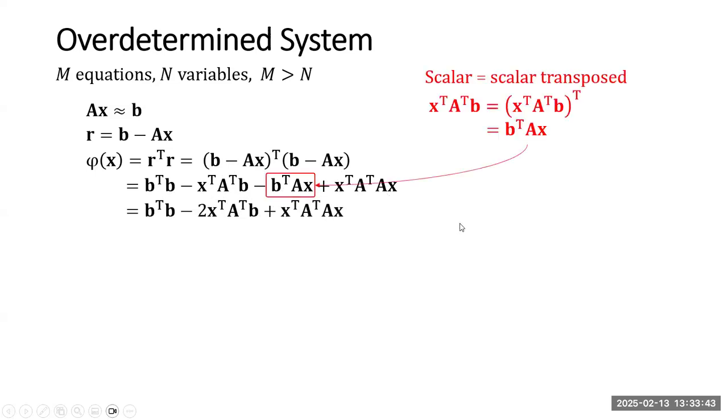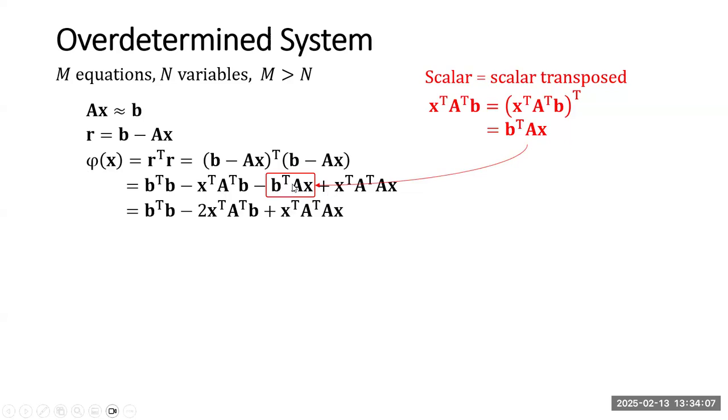Okay. So now you know that this is a scalar function, right? R transpose R is a scalar. Each term has to be a scalar, right? For a scalar, the transpose of a scalar is equal to the scalar itself.